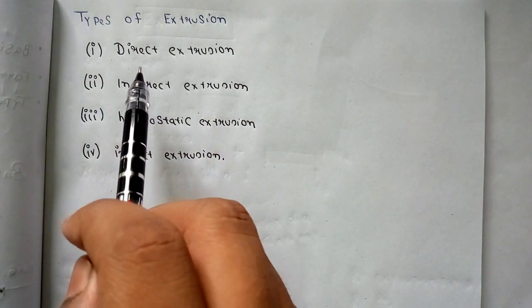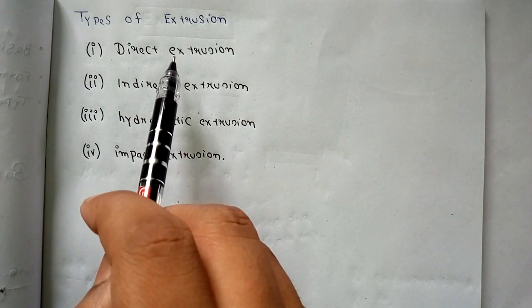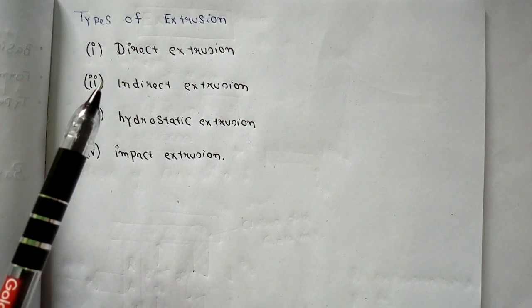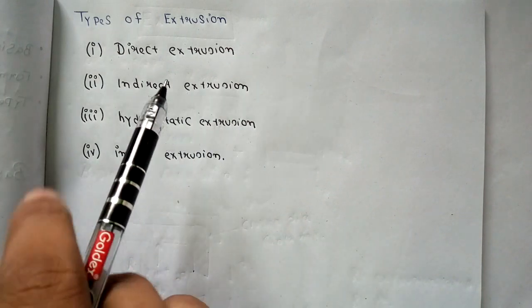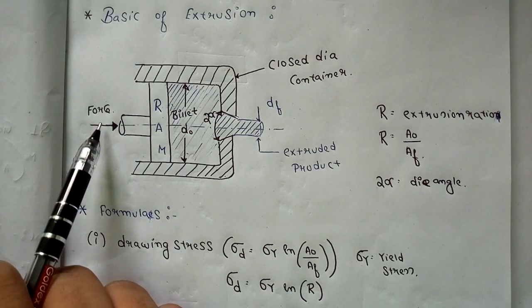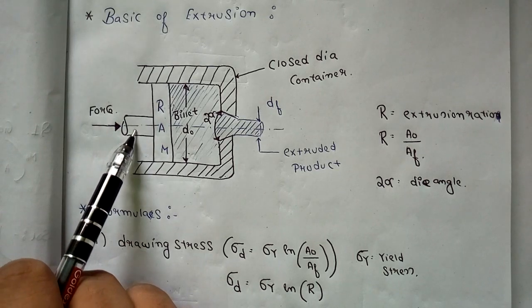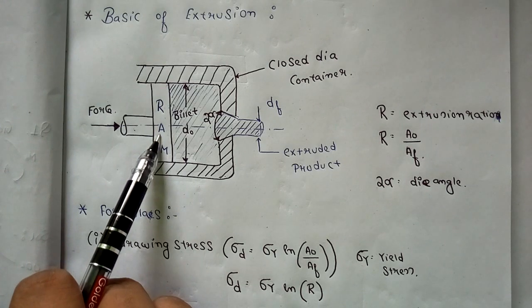So here are the different types of extrusion. As you can see, there are four kinds of extrusion mainly. One is the direct extrusion. The example which I have shown in this video is the direct extrusion, where we are giving force from one side and we are getting our extruded product from the different side. So here is our direct extrusion. We are providing the force from one side, and we are getting our extruded product from this side. So this is the example of a direct extrusion.